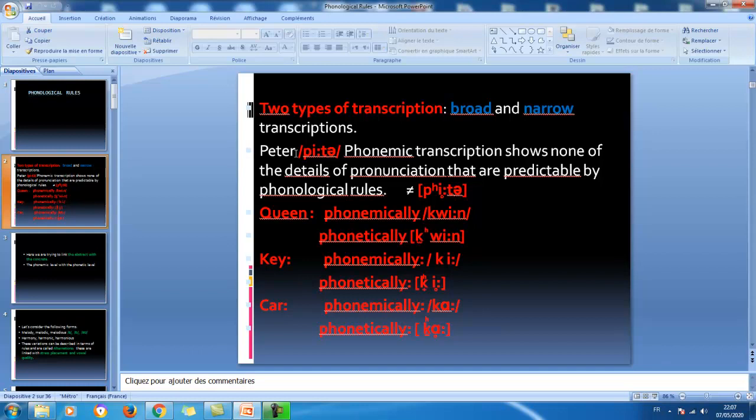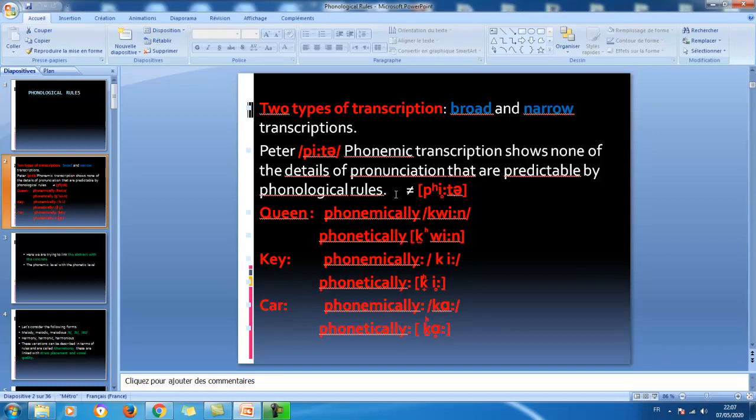Very briefly, the word Peter here has got as a phonemic transcription just the phonemes put between slashes. Peter. This is the phonemic transcription. It shows none of the details of pronunciation that are predictable by phonological rules. So here we are just asked to produce the phonemes which constitute the word. We have got P, I, T, and schwa here, Peter.